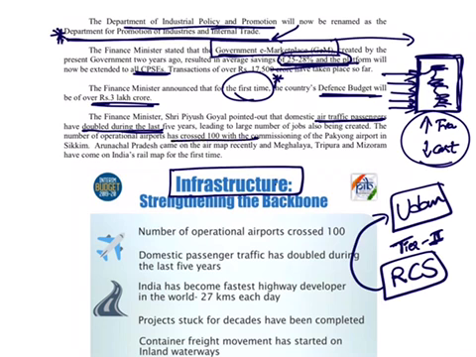Operational airports have crossed 100 in India, and recently at Pakyong, Sikkim, a new airport was launched. Next, Meghalaya, Tripura, Mizoram have come under India's rail map for the first time. So, in prelims, the question can be this: which of the following states have come under railways in recent years? Meghalaya, Tripura, Mizoram. Why?